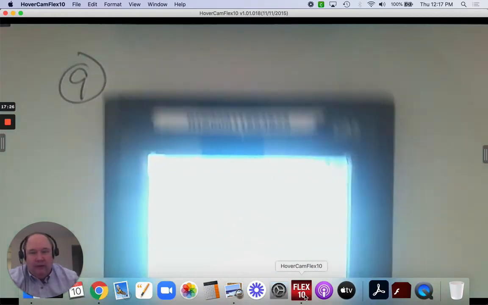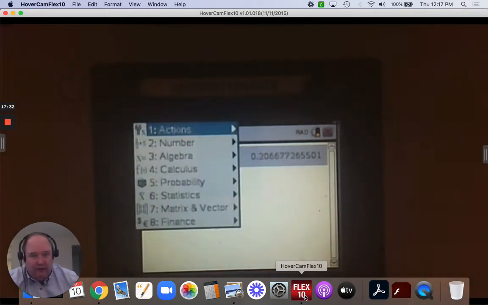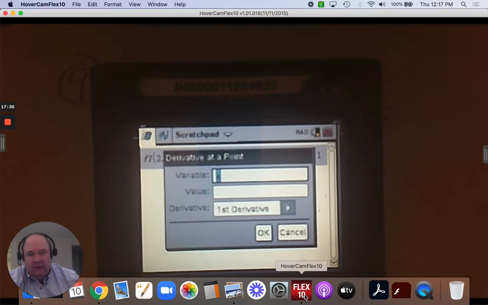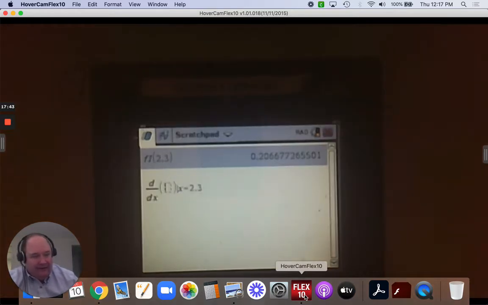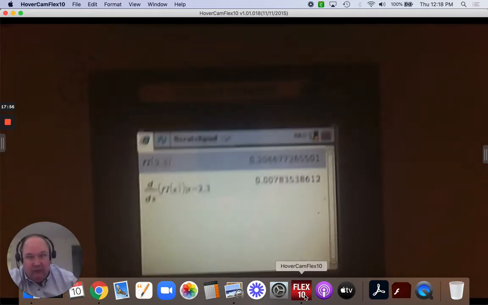Well, acceleration is the derivative of velocity. So I need to take the derivative of what I just defined. So menu, calculus, and we're going to do derivative at a point. So press 2. And so the variable's x, and at what value are we taking the derivative? At 2.3, press enter. Then inside, type in f1 at x, and then you have it all set up, control enter. And so once you define it, it makes it a lot simpler to work through. So the acceleration at 2.3 is 0.007.